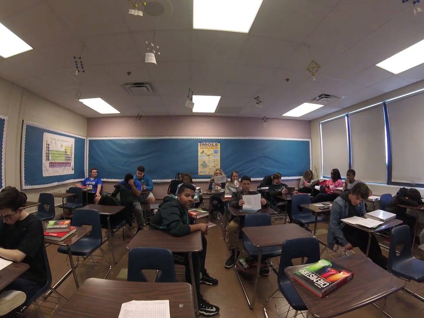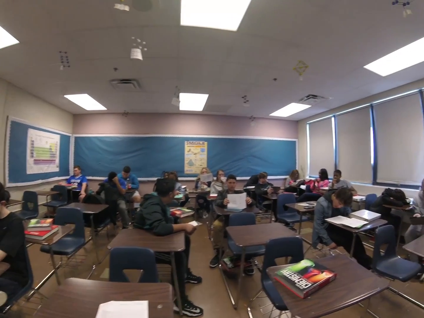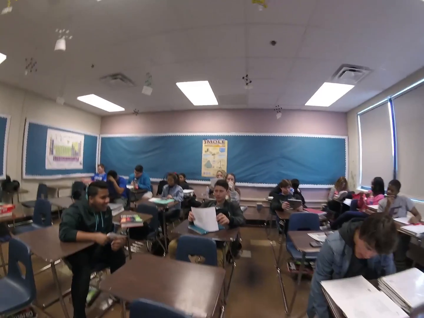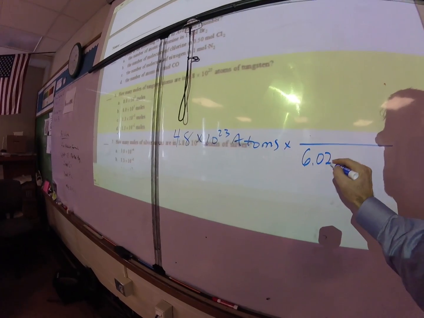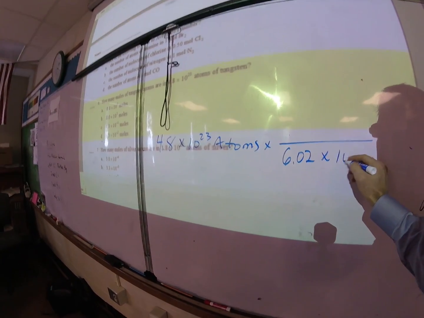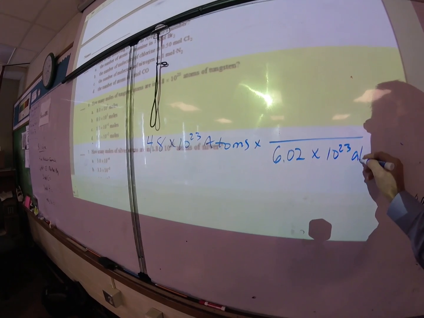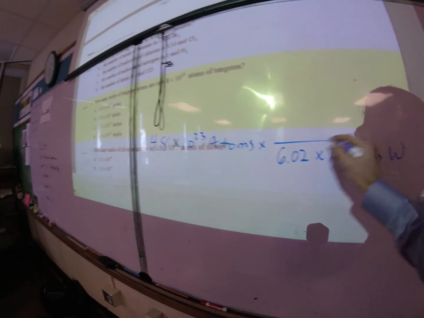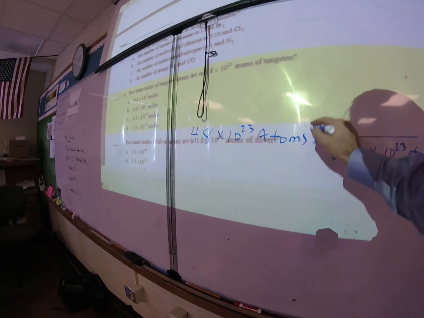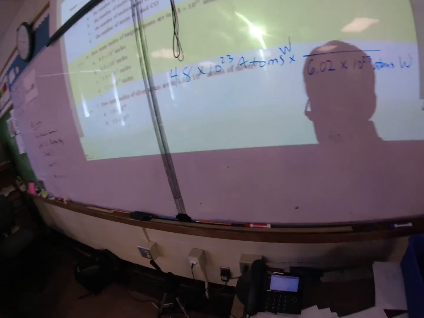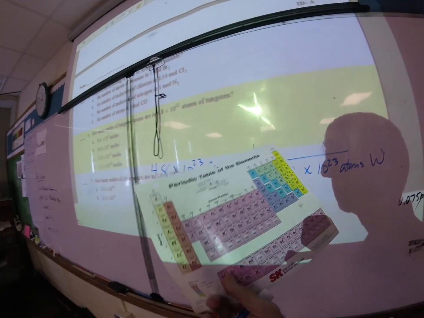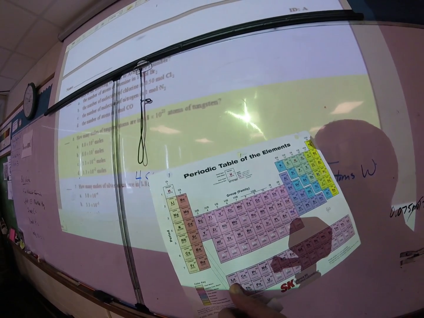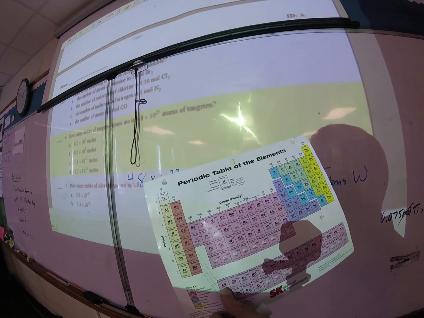Moles of, what is that? Some atoms are 4.8 atoms of 6.02 times 10 to the 23rd atoms of tungsten. So the symbol for tungsten, I believe, is a W. Tungsten. Where is it on there?